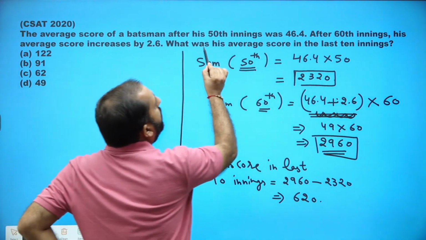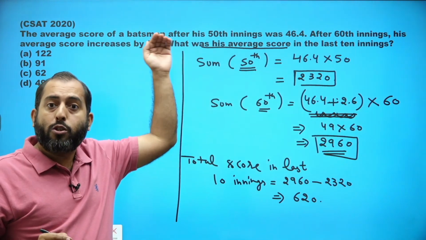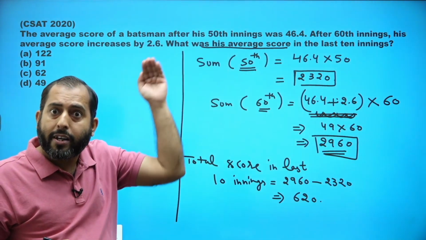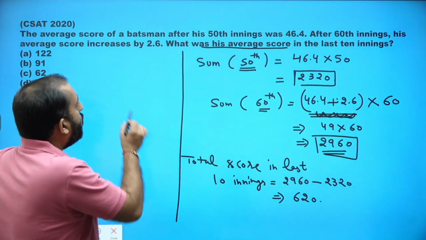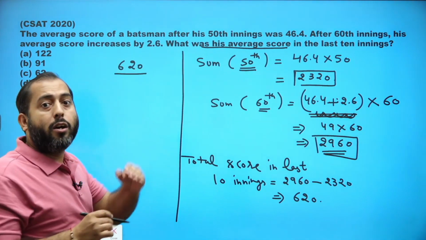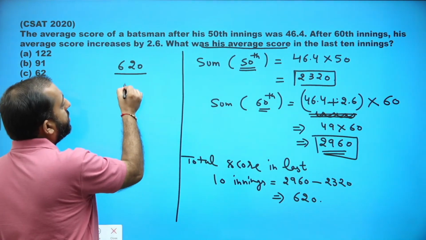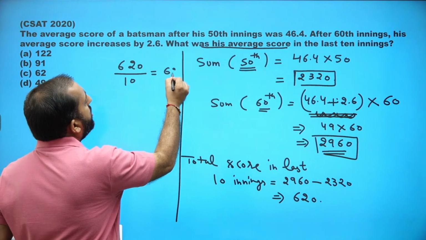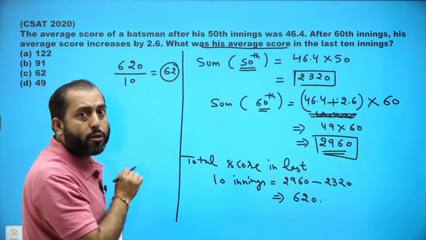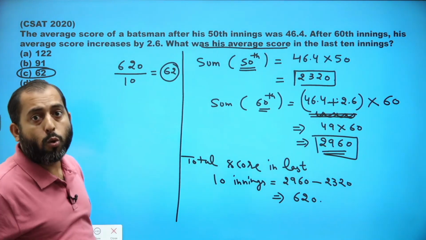We are looking for the average score in the last 10 innings, meaning the average score from inning number 51 till inning number 60. The total is 620, and from 51 till 60, how many innings are there? Only 10 innings. So the average score for the last 10 innings must be 62. Hence the answer over here is option C. Kindly make a note of it.